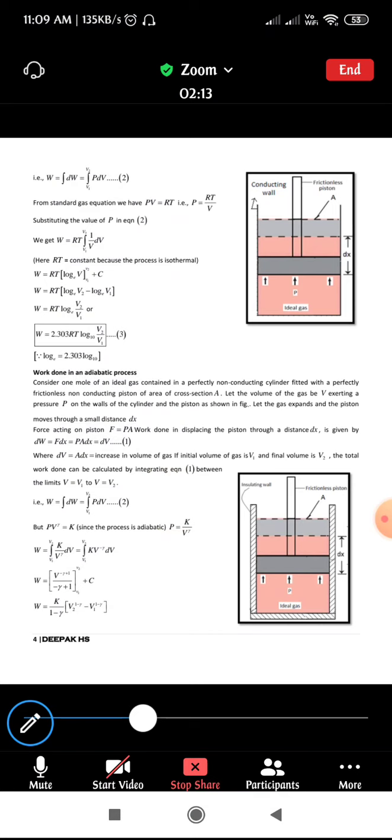It may be a mathematical, I mean the integration step, or the theoretical part. In case you have any doubts, you can ask. Have you understood the work done in an adiabatic process? Have you practiced?